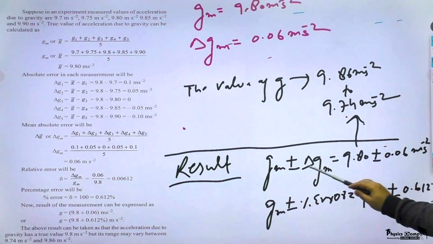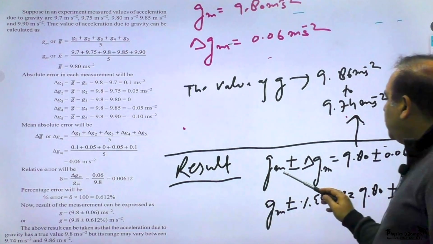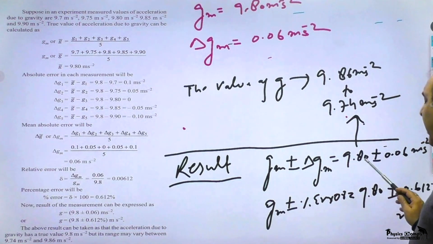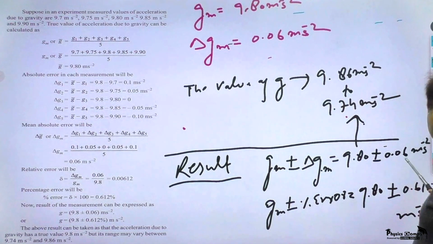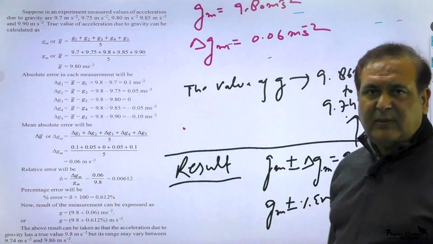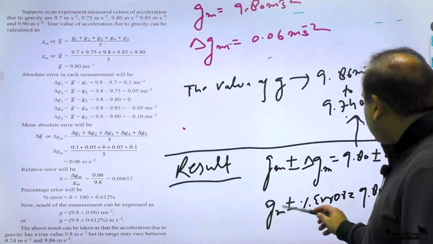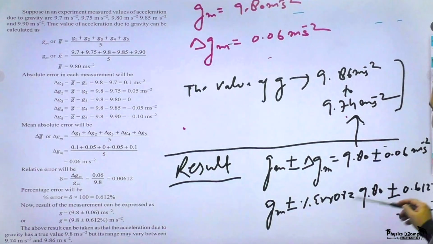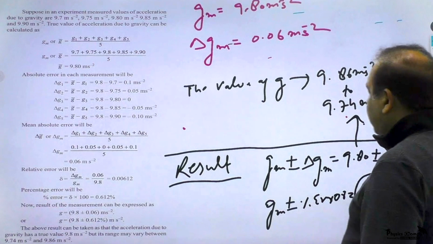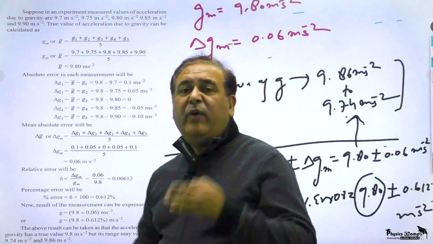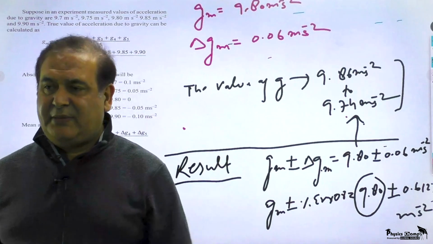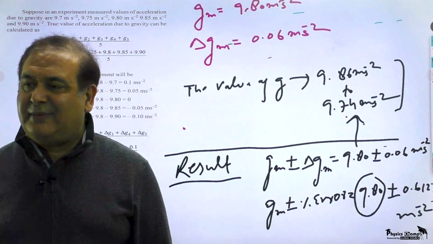So when we say the result is acceleration due to gravity after observation is found to be g_m plus minus delta g_m, it has a range 9.8 plus minus 0.06. It means it lies somewhere, anywhere in this range, any value in this range. And also with the percentage error, we can say the mean value is 9.8 meter per second square, but its value can vary in the range of plus or minus 0.612%.